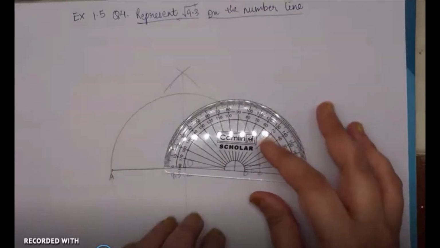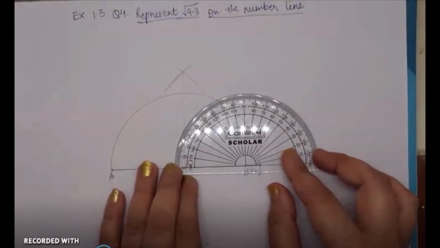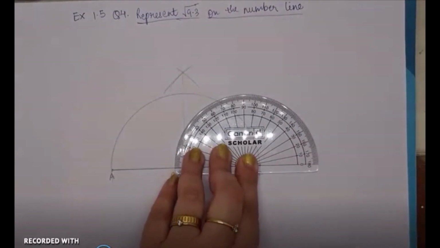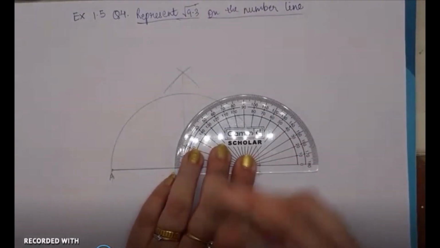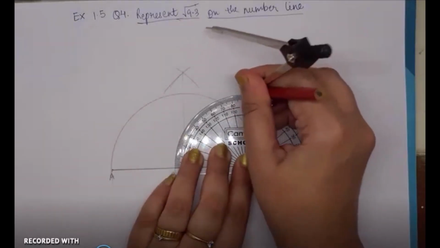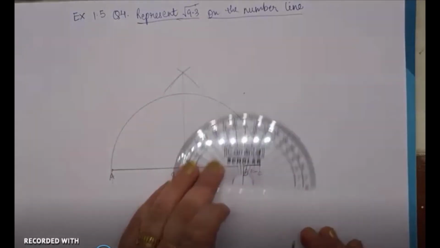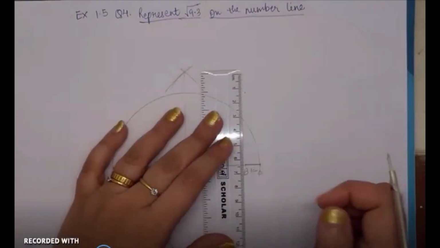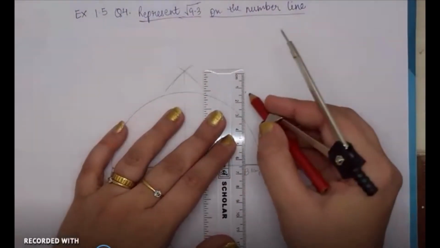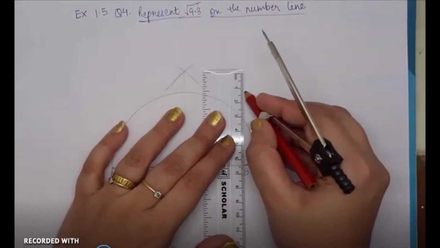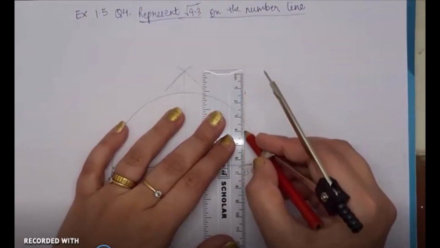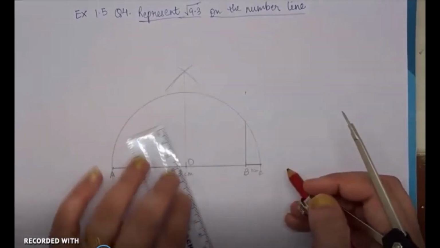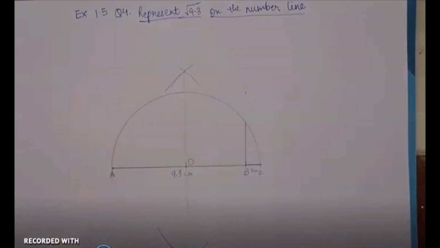Next, we are going to construct an angle of 90 degrees at the point B. This construction can be done with the protractor or with the compass also. So this is the perpendicular that I have constructed at the point B. Now this perpendicular should touch the semicircle.